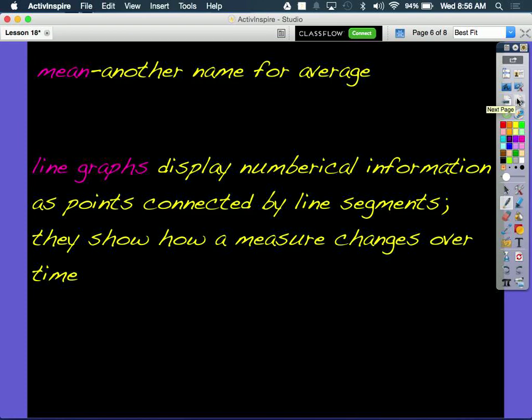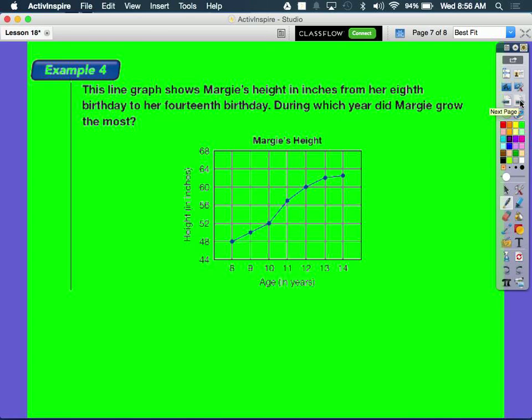So mean is another name for the average. So whether they ask for the average or the mean, we're going to find the same thing. Line graphs display numerical information as points connected by line segments. They show how a measure changes over time. So it says this line graph shows Margie's height in inches from her 8th birthday to her 14th birthday. During which year did Margie grow the most?